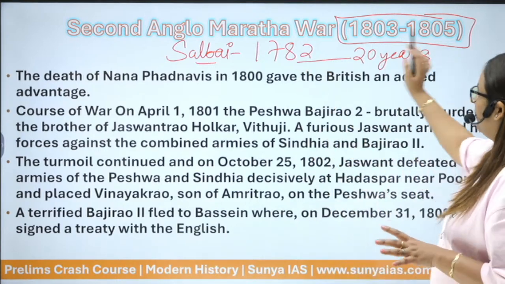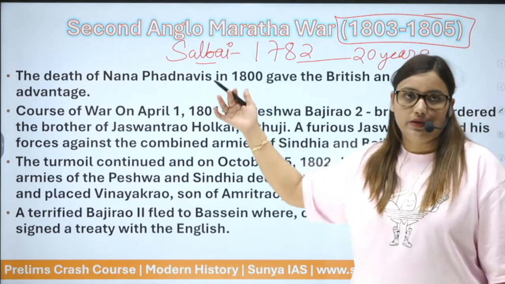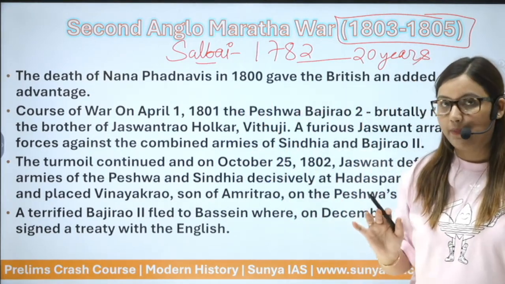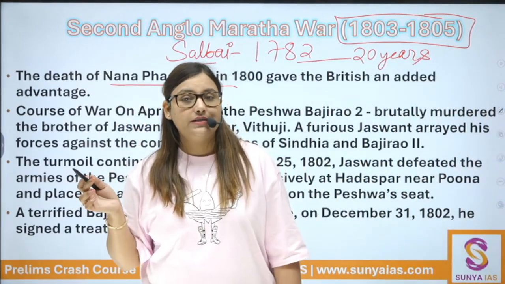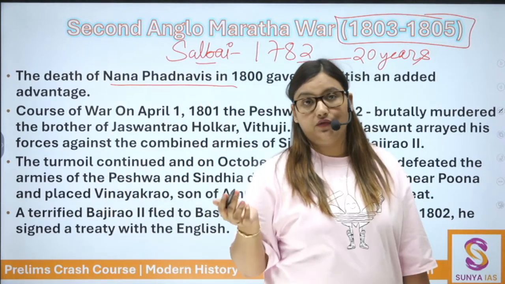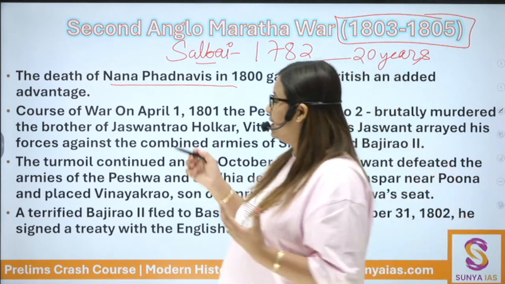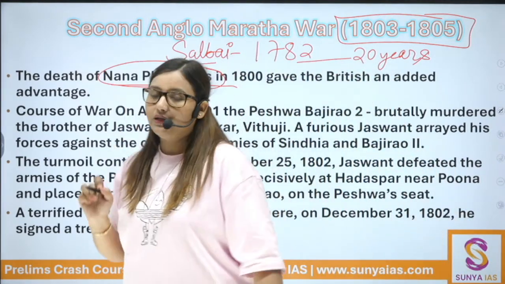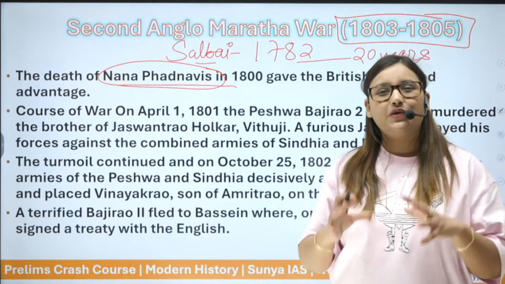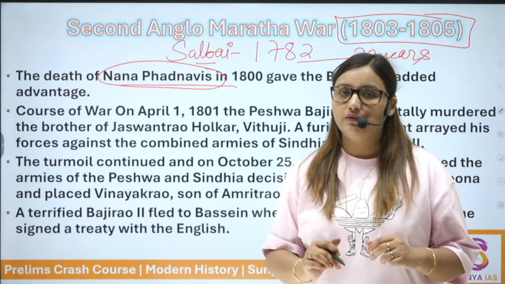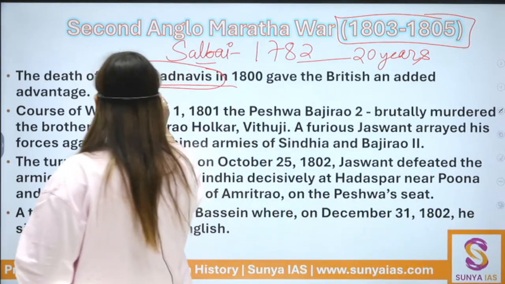Understand that in the Second Anglo-Maratha War from 1803 to 1805, we saw how things were there. Now the death of Nana Fadnavis happened in 1800. Who was Nana Fadnavis? Can you tell me the role of Nana Fadnavis? What was the importance of Nana Fadnavis? What was he doing? He was the person who decided that Savai Madhav Narayan Rao, the infant baby, will become the Peshwa against Raghunath Rao. He was the one who used to be against Raghunath Rao every time. He was the leader of the Bara Bhai.